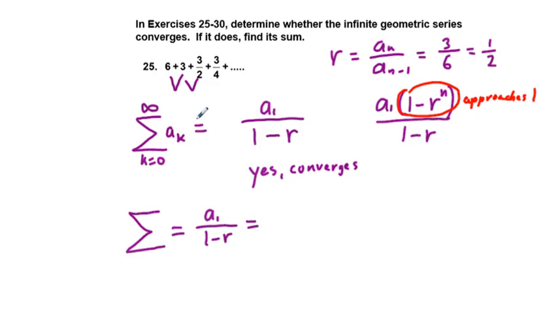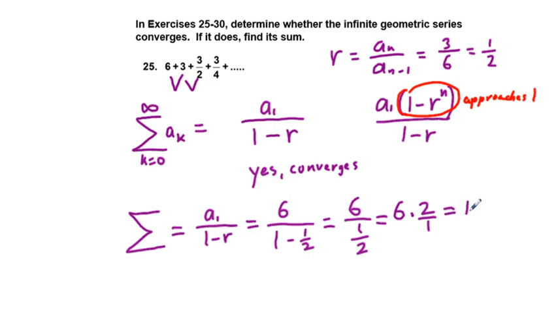In this case, our first term is 6, and 1 minus, well, 1/2 is our r, and so that's going to be equal to 6 over 1/2. And going back to 7th grade math, if we divide by a fraction, it's the same as multiplying by the reciprocal of the fraction, so 6 divided by 1/2 is the same as 6 times 2 over 1, right? The reciprocal of 1/2, which is going to be equal to 12.